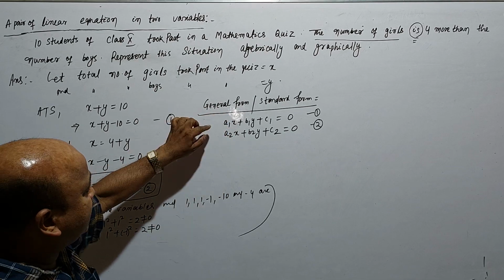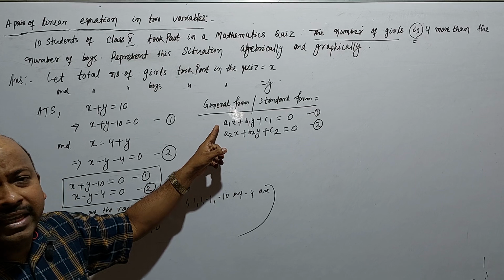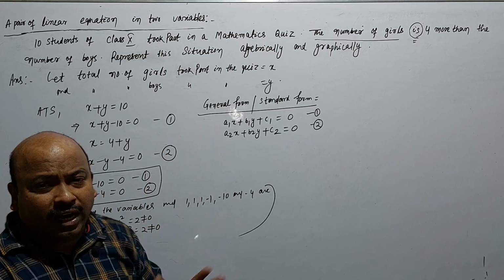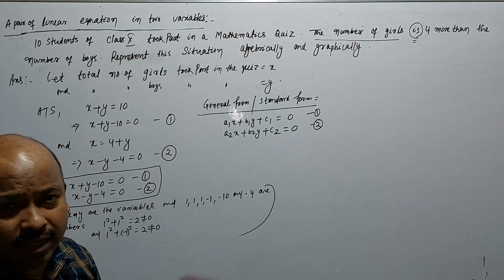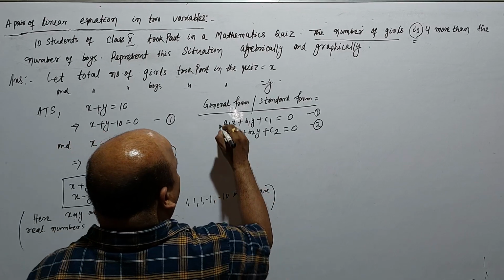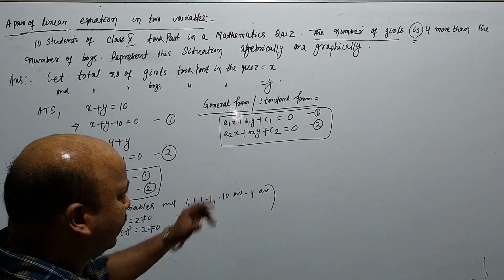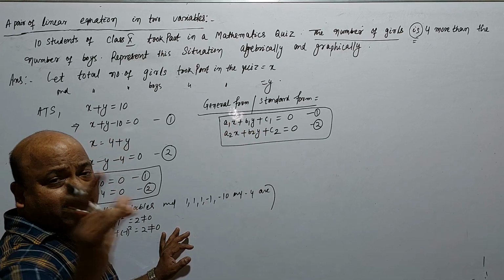Each represents a straight line. The geometrical meaning of each equation is a straight line, and here there are two straight lines, and using these two straight lines we get three types of solutions. I am going to discuss everything here. So here is a pair of linear equations in two variables, and what are the conditions to be a pair of linear equations in two variables?